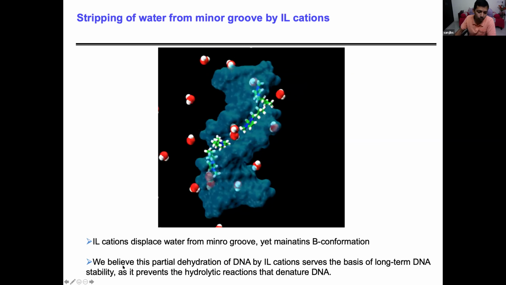And so we propose that this partial dehydration of DNA by IL cation serves as the basis of long-term DNA stability, as it prevents the hydrolytic reaction. DNA gets hydrolyzed because of that spine of hydration. But now, since the IL cation gets into the minor groove and reduces the phosphate-phosphate repulsion, the DNA is stable at room temperature for a long period, and the B-DNA conformation is also intact.